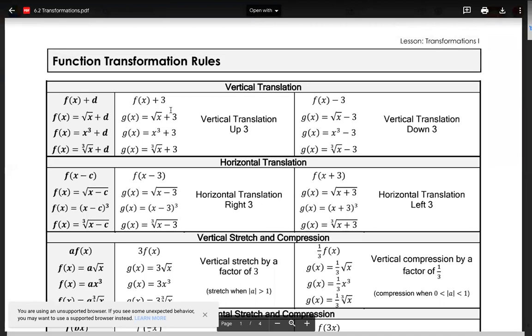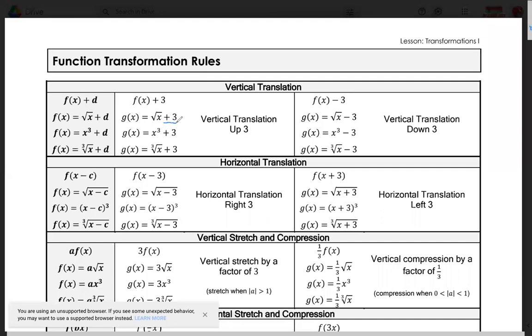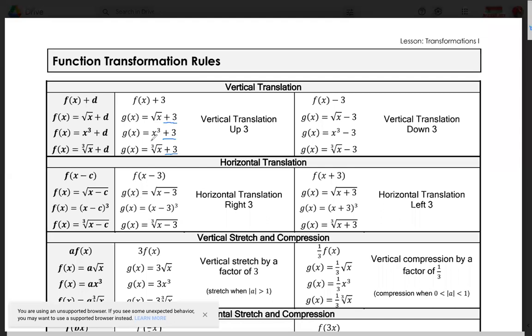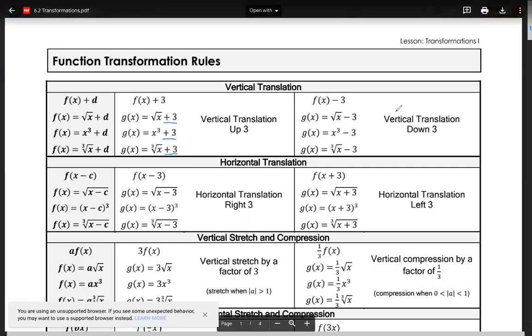If you pay attention right here to the numbers, okay? If you look at your numbers right here, they are outside of your radical, or outside of your function. And basically what it's giving us is three functions that we're going to be dealing with. It gives us the square root function, the cubic function, and the cube root function. So it gives us three different examples. They all mean the same thing. Vertical translation up.